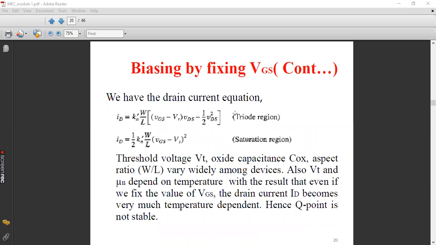So these are the two equations we discussed yesterday. We have two different regions of operation, triode and saturation. Yesterday we already discussed the triode region and saturation region. In the first part of the triode region, we expect a linear variation in current with respect to the voltage, I mean ID and VDS. ID varies linearly with respect to VDS.